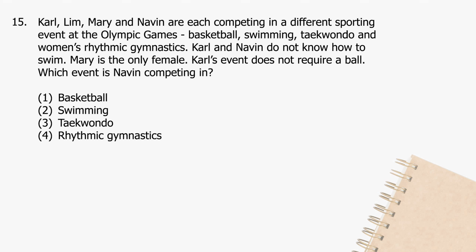Question 15. Karl, Lim, Mary, and Navin are each competing in a different sporting event at the Olympic Games: basketball, swimming, taekwondo, and women's rhythmic gymnastics. Karl and Navin do not know how to swim. Mary is the only female. Karl's event does not require a ball. Which event is Navin competing in?